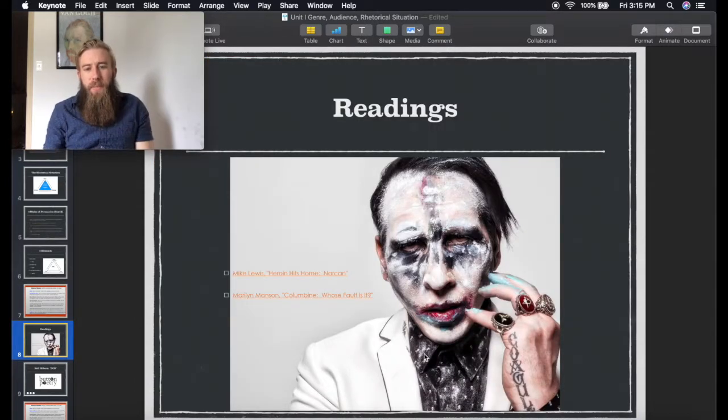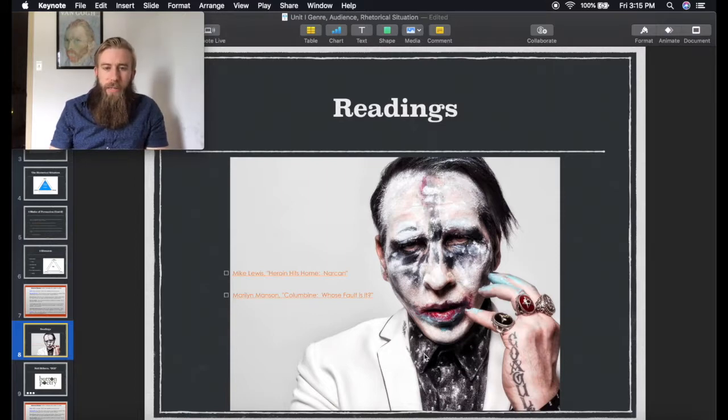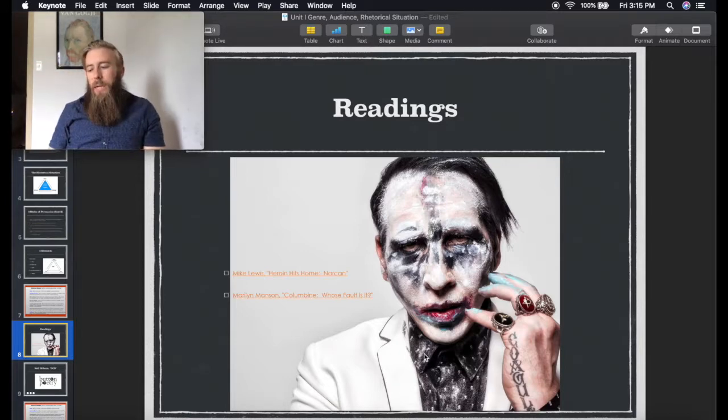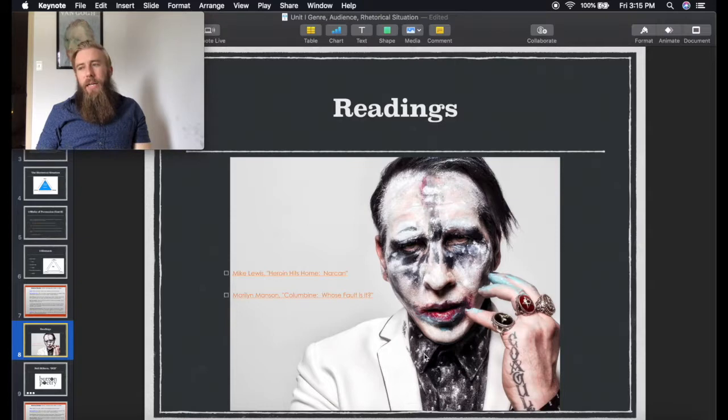So this is Marilyn Manson. This is a more recent photo of him. So if you've never seen Marilyn Manson, he was kind of known as a shock rocker in the 90s. Very progressive type of music. He is an atheist, so a lot of his lyrics have to do with critiquing religion and kind of making suggestions that there is no God.